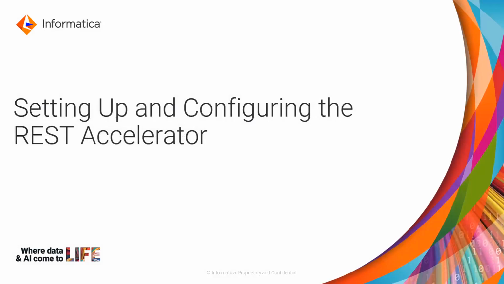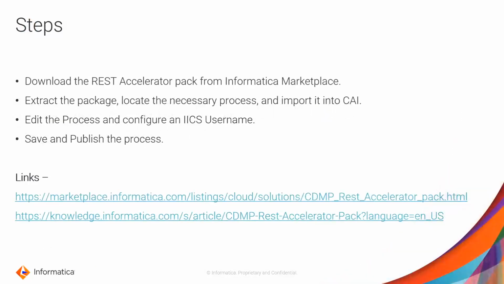Setting up and configuring the REST Accelerator. So here are the quick steps on how we can download the REST Accelerator pack and import them into CAI. Here is the link where we can download the REST Accelerator pack, and once the package has been installed, we can extract and look for the necessary processes depending upon the use case, and we can import them into our CAI. As soon as the process has been imported into CAI, we can configure an IICS username and publish the process. Let's dive into a quick demo and see how we can make use of this CDMP REST Accelerator.